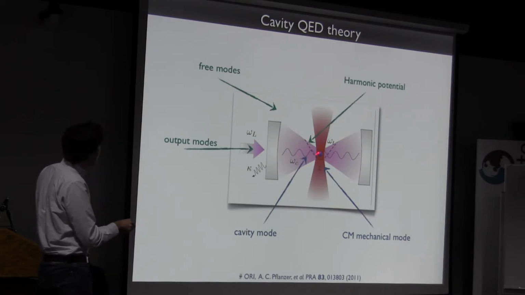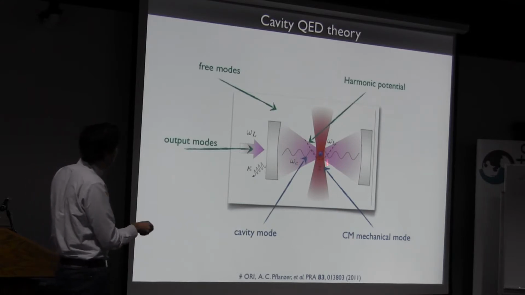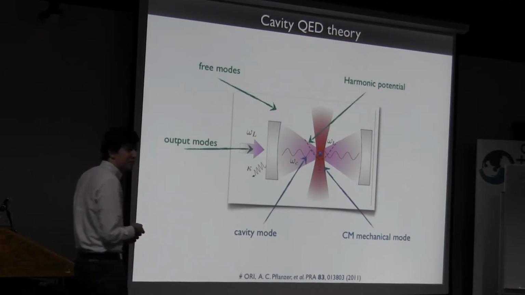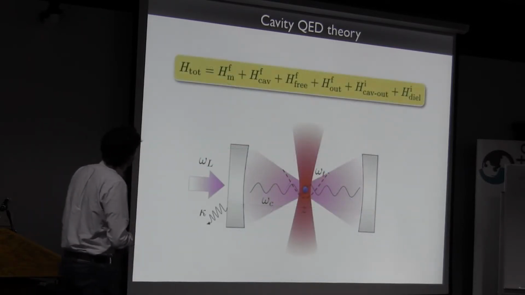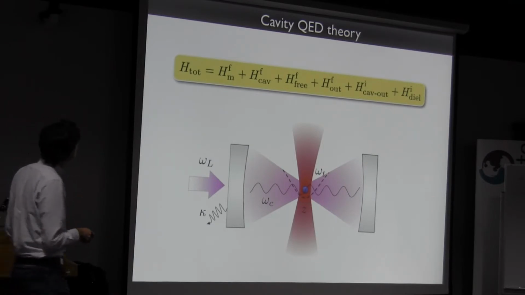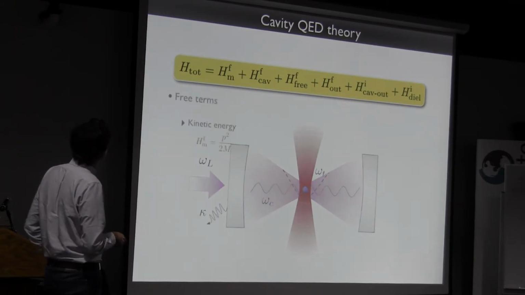Then you have the cavity mode that you use to couple to the center of mass mechanical mode, and all the rest of the electromagnetic field, which are what you call the free modes. So basically, there will be all these parts in the Hamiltonian. Let me write the Hamiltonian in this way, taking into account all these terms.